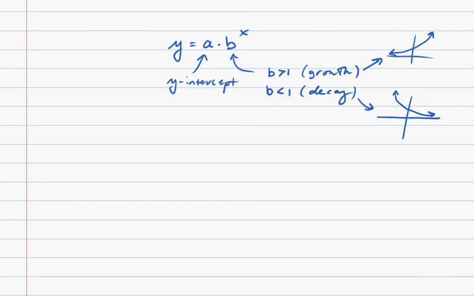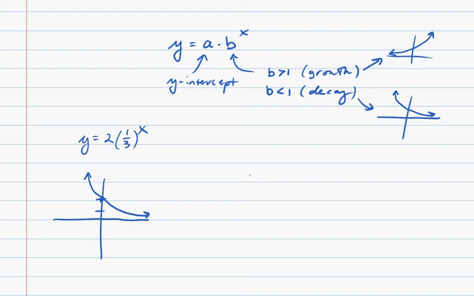So using the y-intercept and whether it's growing or decaying, you should be able to draw a quick sketch of any exponential. Like, if I gave you this, you know two things. When you graph it, the y-intercept is going to be at 2. You also know it's going to be decaying. So it's going to come down like this.